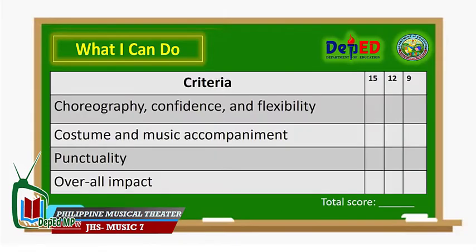This will be my guide in evaluating your performance. The criteria are choreography, confidence and flexibility, costume and music accompaniment, punctuality, and overall impact. The highest possible score will be 60 points.